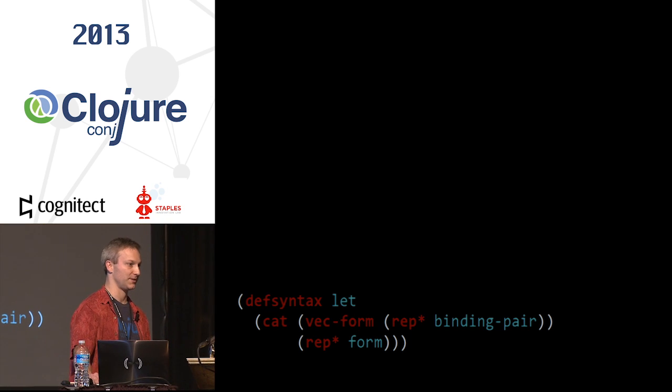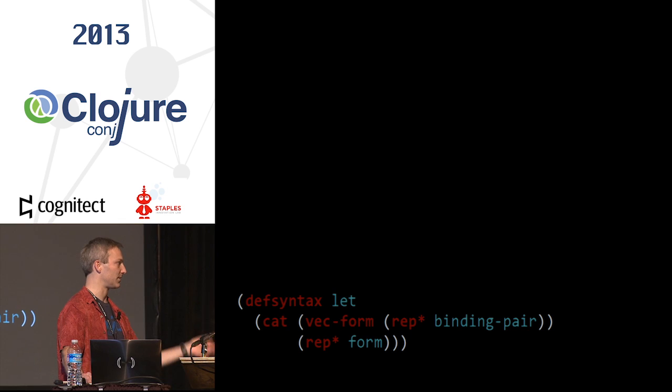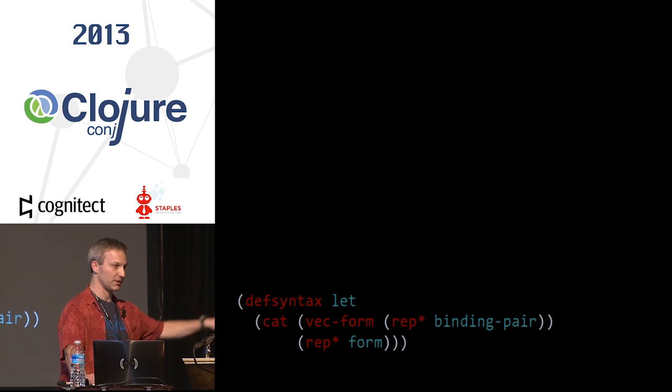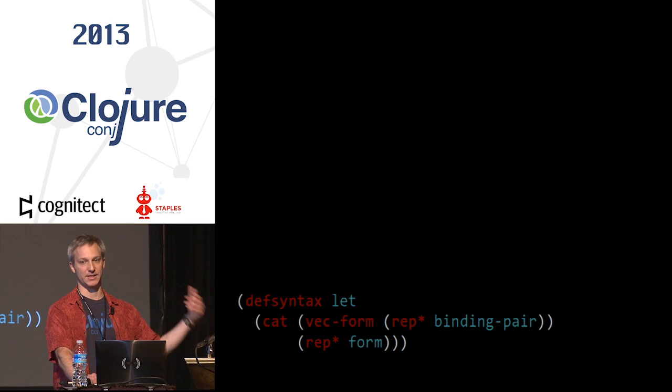Well, what's inside the vector? Another pattern. In this case, rep star. So there's going to be 0 or more binding pairs. Just for clarity, the form is a default, and it matches any one thing. Binding pair is not defined. We have to define that.